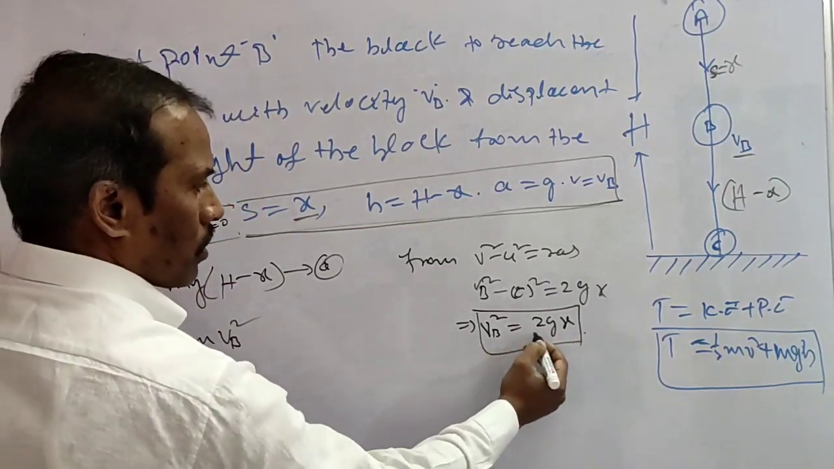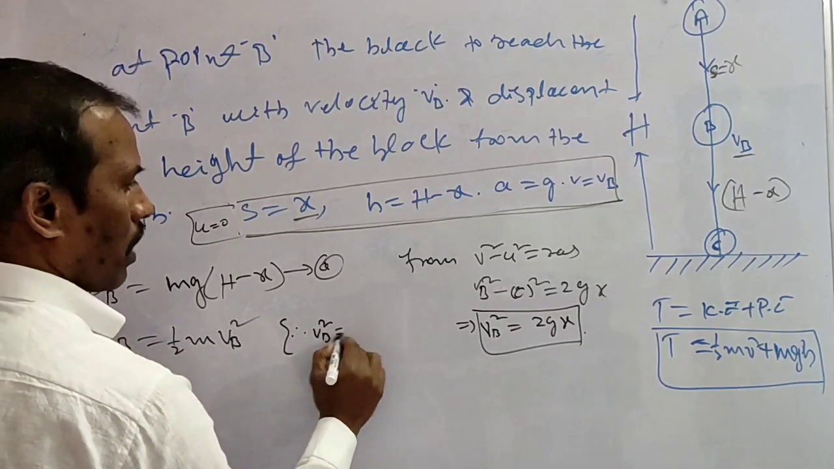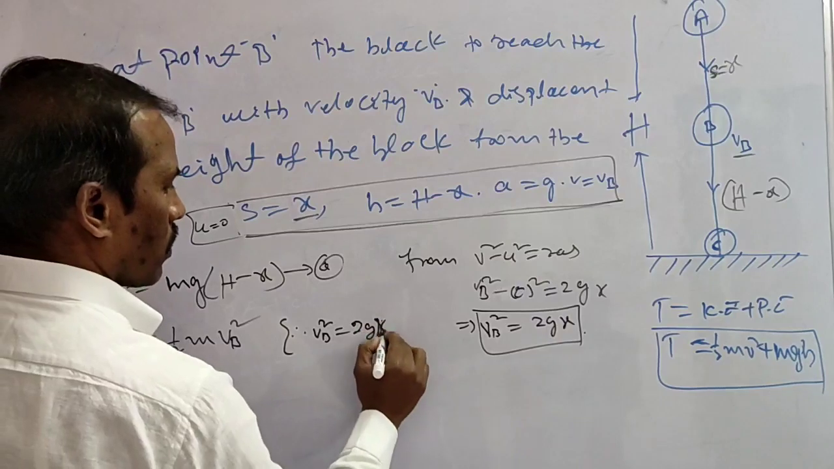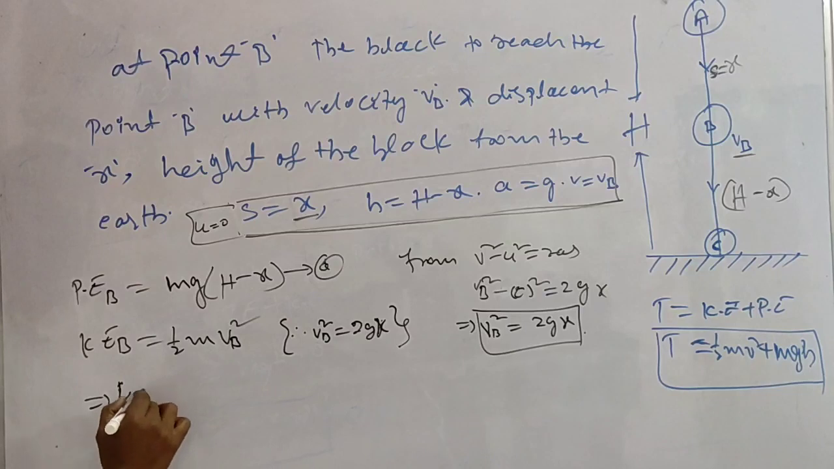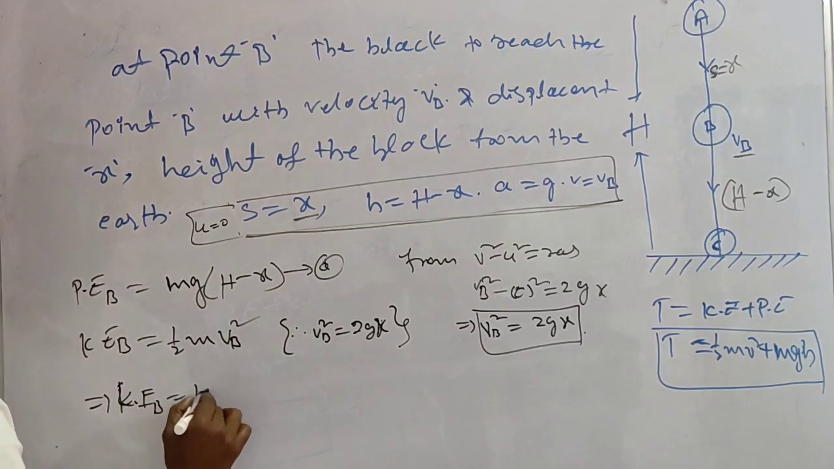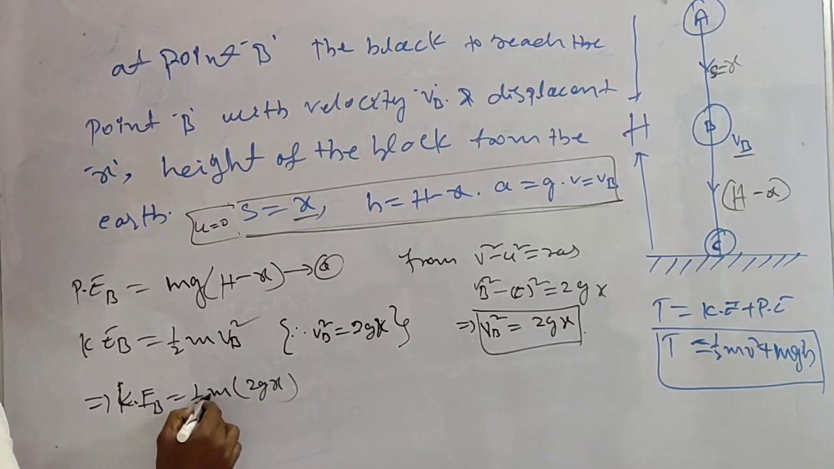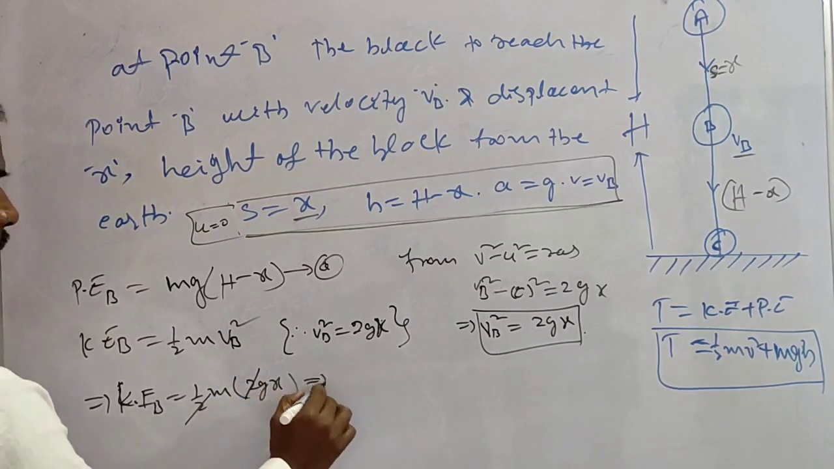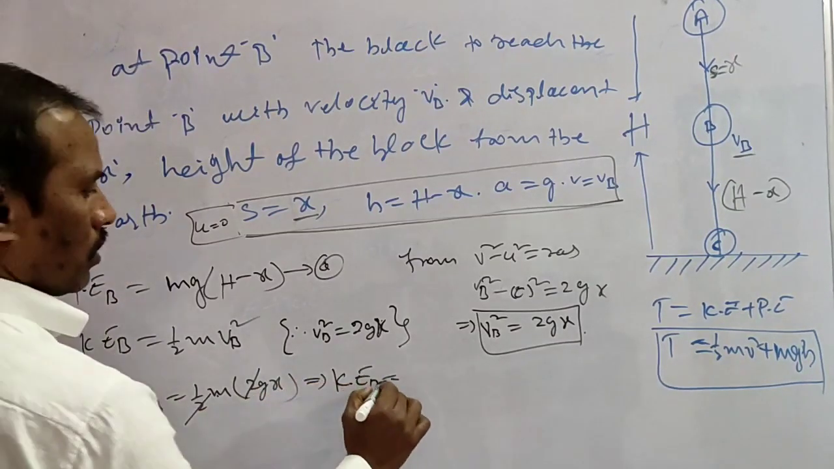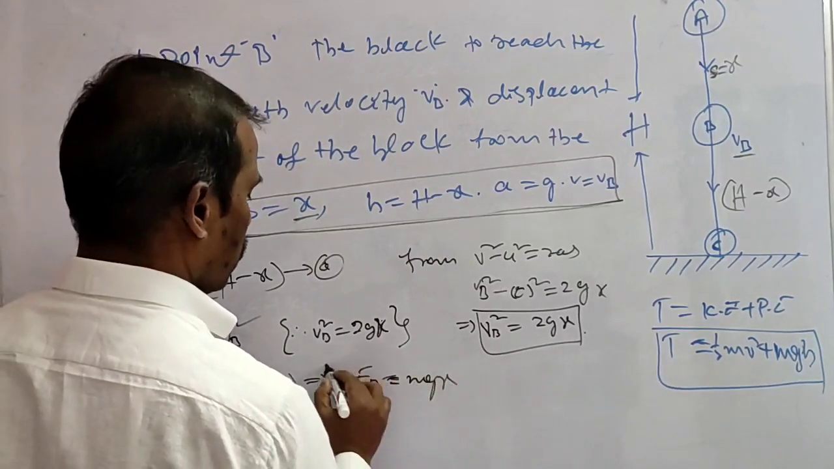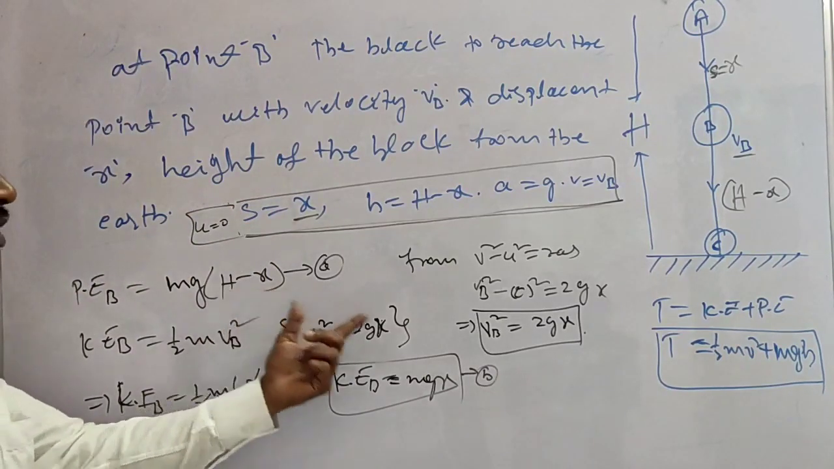Substituting the value of vb square, which simplifies to vb square is equal to 2gx. Now kinetic energy at B point is equal to half m times 2gx, the 2 gets cancelled, so the remaining kinetic energy at B point is equal to mgx. This is equation B. Equation 1 is at A, equation A, and this is equation B.